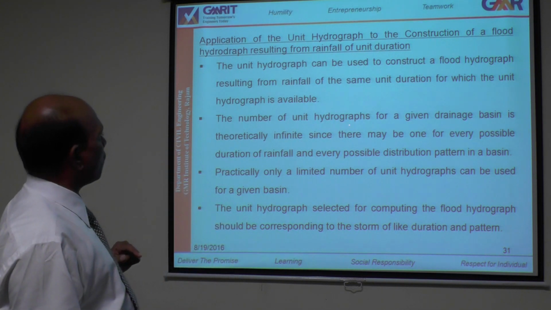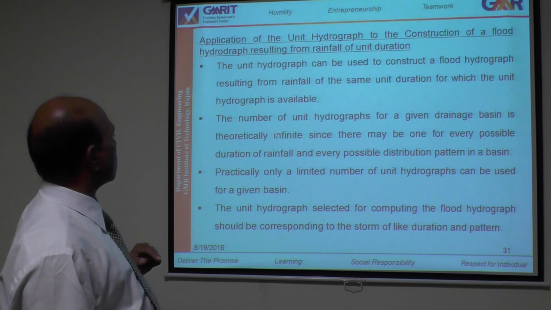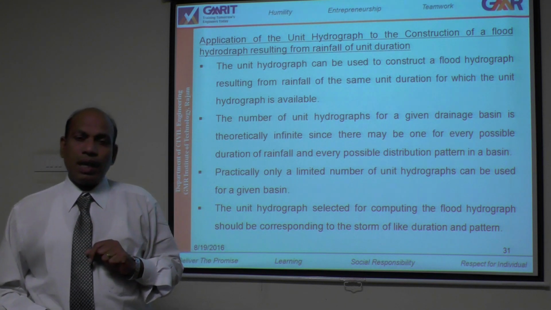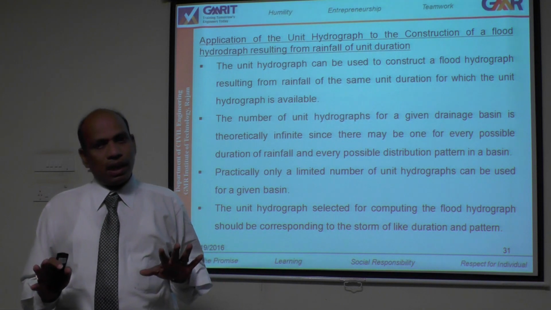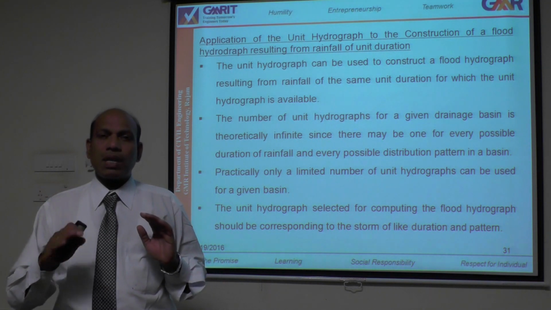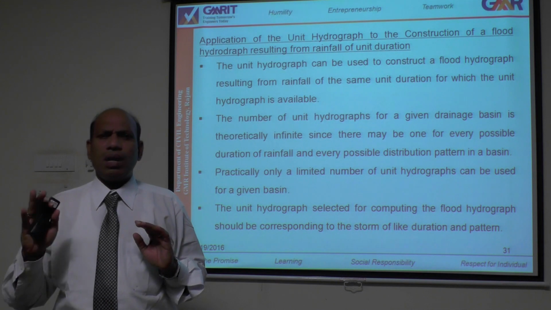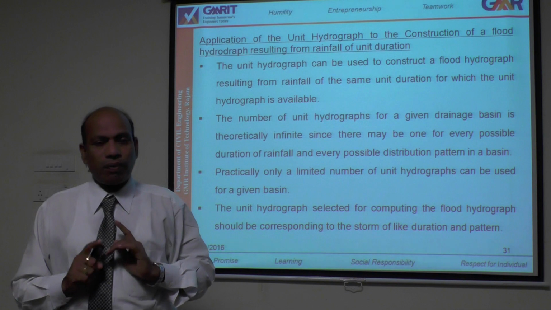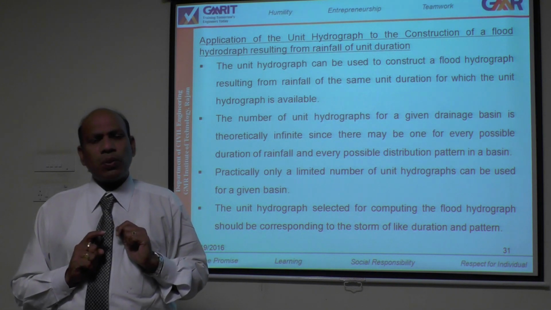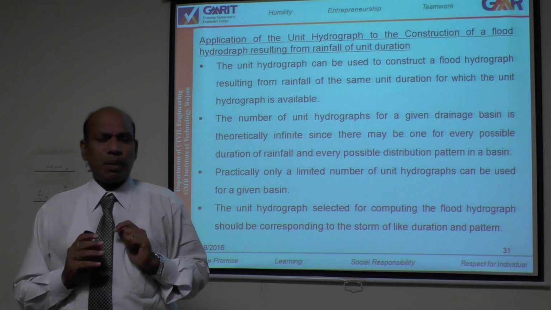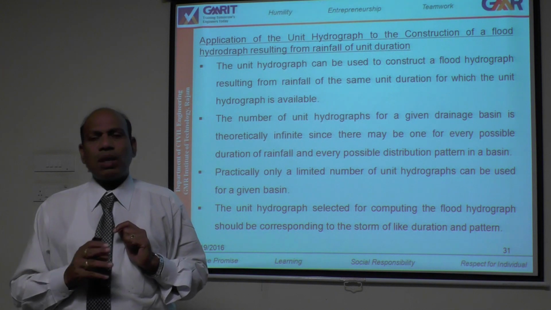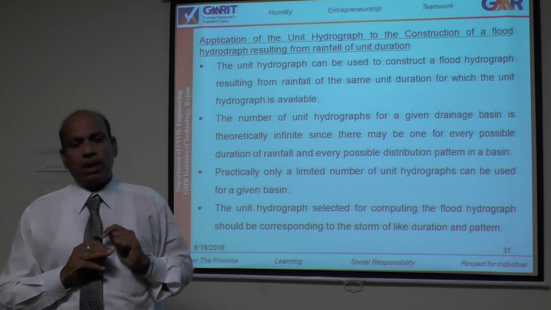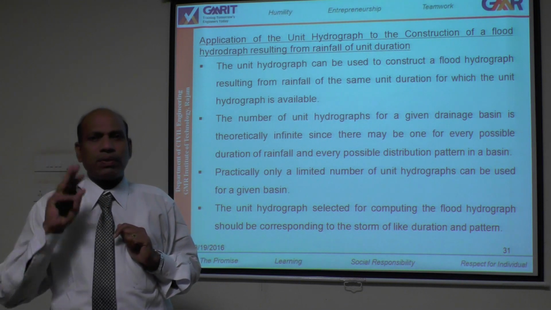Then, the number of unit hydrographs for a given catchment is theoretically infinite. For any catchment area, the unit hydrographs are infinite in number. Why? Because the rainfall duration varies from time to time. For example, for this catchment area, we have 3 hours of continuous rainfall, and that is also effective rainfall.